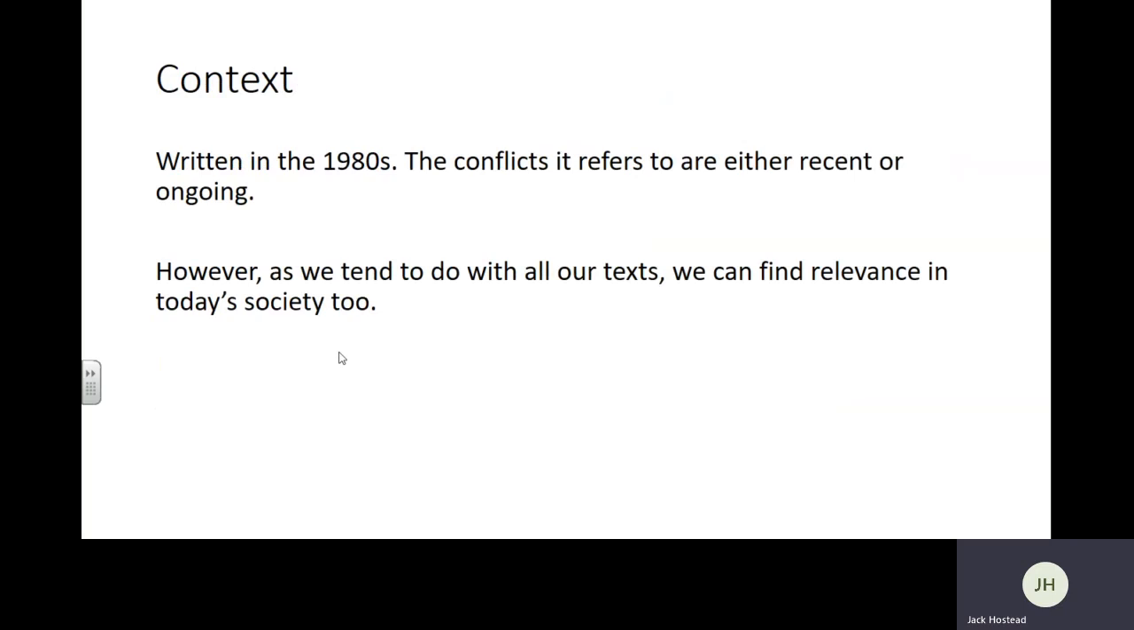Which links to the context. So this was written in the 1980s, and it refers to a few conflicts which are either recent, when Duffy was writing this, or ongoing. But we can find relevance in today's society as well. So someone like you who's reading this poem in 2020, the meaning of a text can carry on into different generations. So it's up to you to decide how this is relevant to you in your life right now.